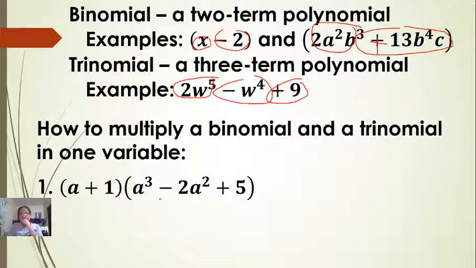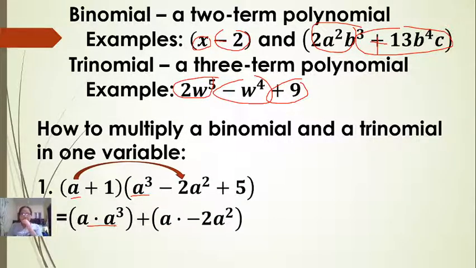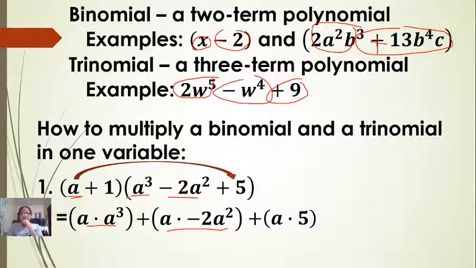What we have to do is to follow the rule. Multiply the first term in the binomial by the first term in the trinomial, so a times a cubed. Multiply the first term in the binomial by the second term in the trinomial, so that's a times negative 2a squared. Multiply the first term in the binomial by the last term, the third term in the trinomial, so that's a times 5.